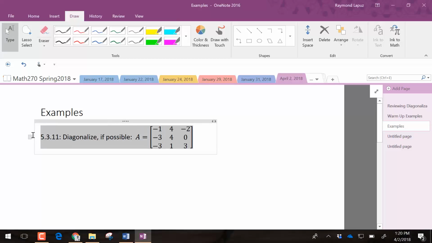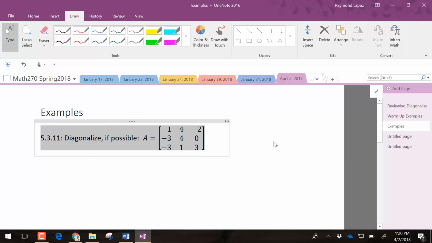So spend another couple of minutes. Now this is a 3 by 3 matrix, so it'll be a little bit more challenging trying to find the eigenvalues and eigenvectors, but just go ahead and get a head start on this and see what happens.